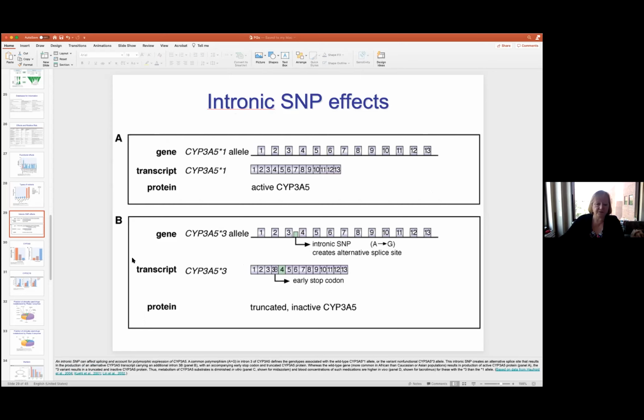So for example, here we have CYP3A5 star 1. Remember that the star 1 version of a gene, in that designation, means that's the canonical sequence, and typically the most common sequence that's been found. So this results in a transcript for CYP3A5 star 1, once all of these introns are removed, of having these 13 exons all put together so they encode an active CYP3A5 protein.